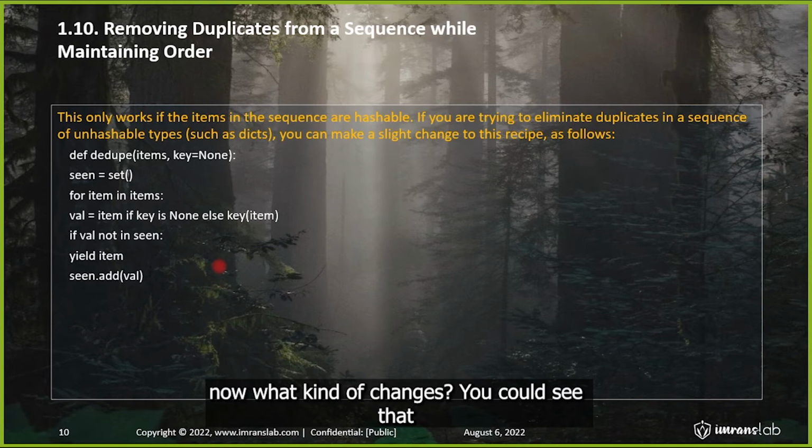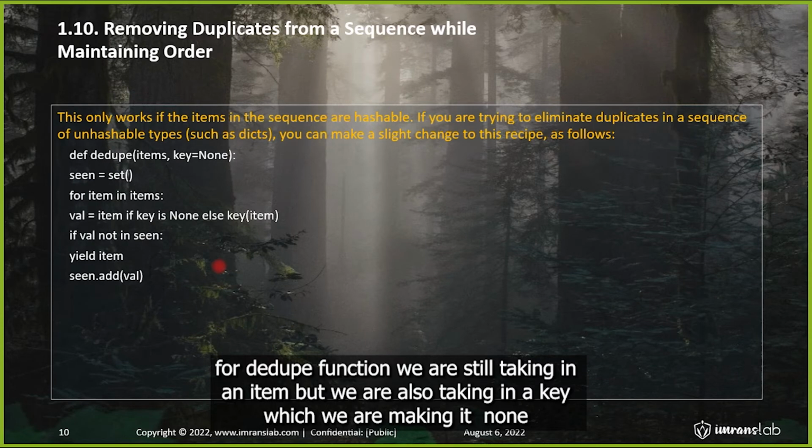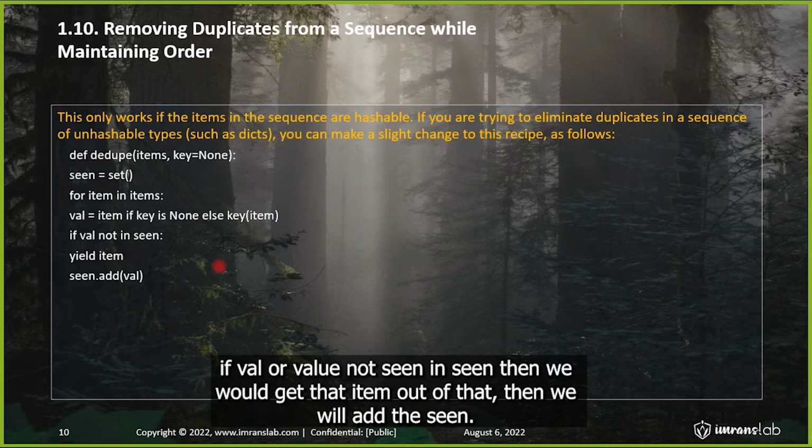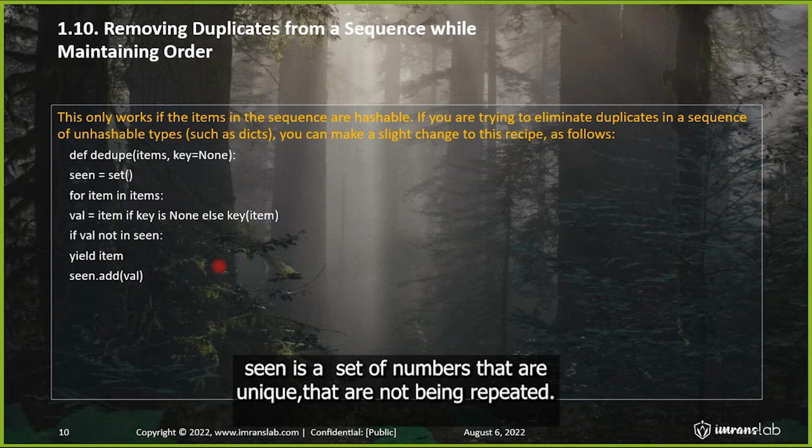Now, what kind of changes? You can see that for the dedupe function, we are still taking in an item, but we are also taking in a key, which we're making None. Now, seen is still a set, but for item in items, we are using the value item if key is None, else the key of item. If val, or the value, is not in seen, then we yield that item, and then we add it to seen. Seen is the set of values that are unique, that are not being repeated.